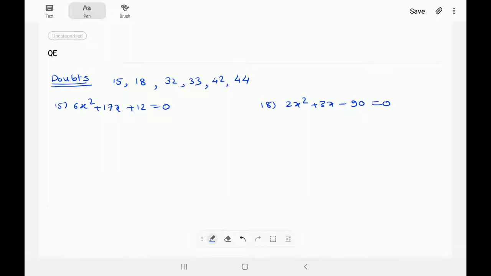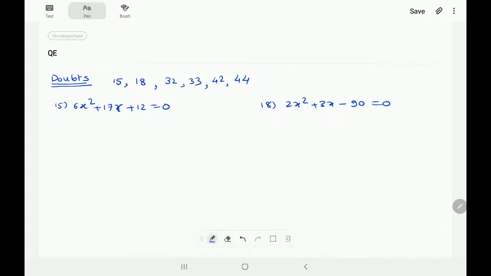As for the 45 questions I asked you to solve yesterday, these are some doubts sent to me by your fellow friends. So let me try to solve them in front of you today. Today also we'll be completing the same 45 questions.